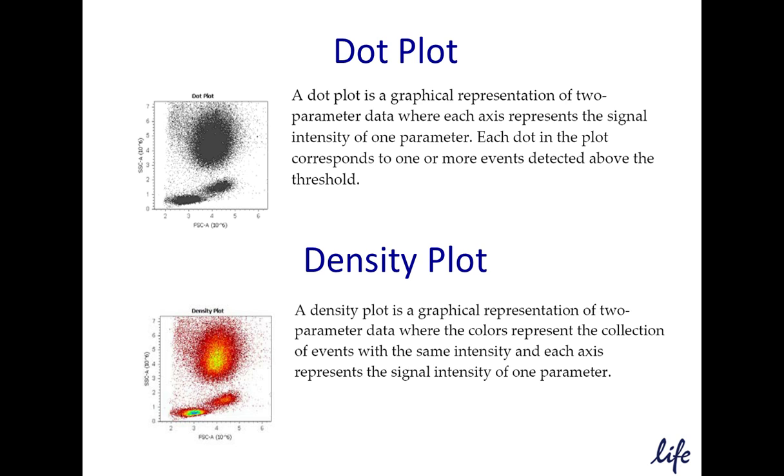Now the two parameter plots shown at the left display the same data. The one on the top shows the dot plot, and the one on the bottom shows the same data as a density plot.